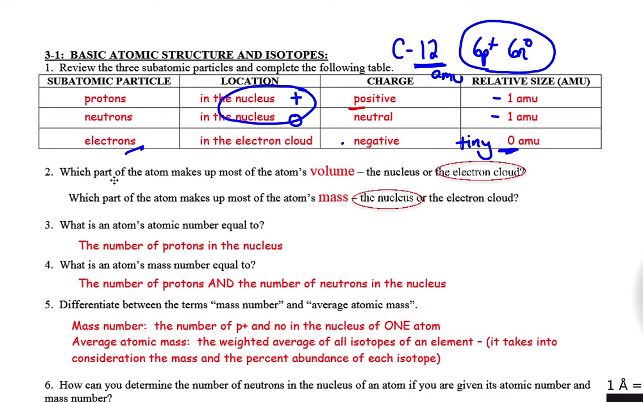All right, this is important. Which part of the atom makes up most of the atom's volume? The volume is the majority of the space, and that's the empty electron cloud. For the most part, it's empty space. Most of the atom, most of you, is empty. The mass, however, is all scrunched up in that little itty-bitty tiny nucleus. That's where the protons and neutrons are.